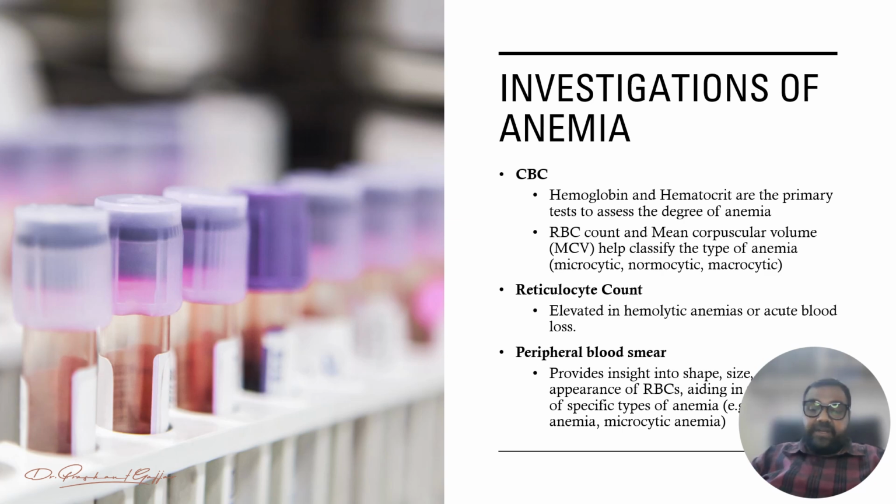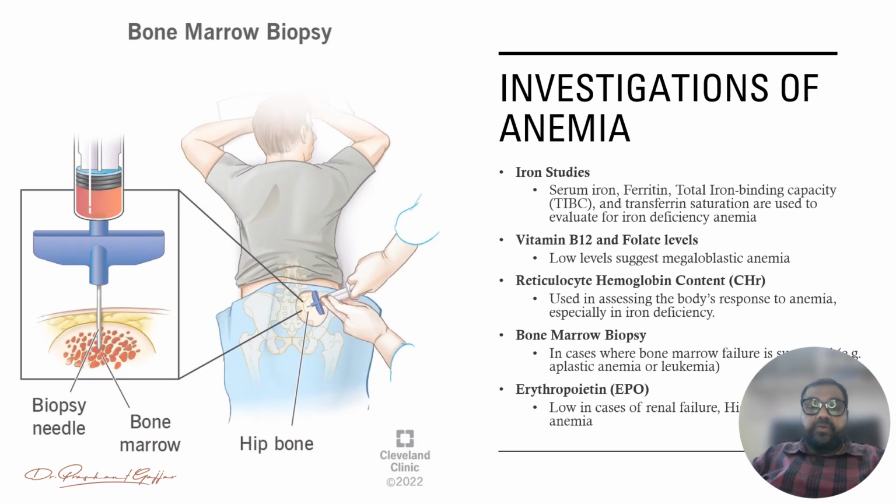Other investigations apart from this, we have to do the iron studies: serum iron, serum ferritin, total iron binding capacity, and transferrin saturation, used to evaluate iron deficiency anemia. We have to do the vitamin B12 and folate levels, where a low level suggests megaloblastic anemia. We have to perform the reticulocyte hemoglobin content, CHR, which is used for assessing the body's response to the anemia, especially in iron deficiency.